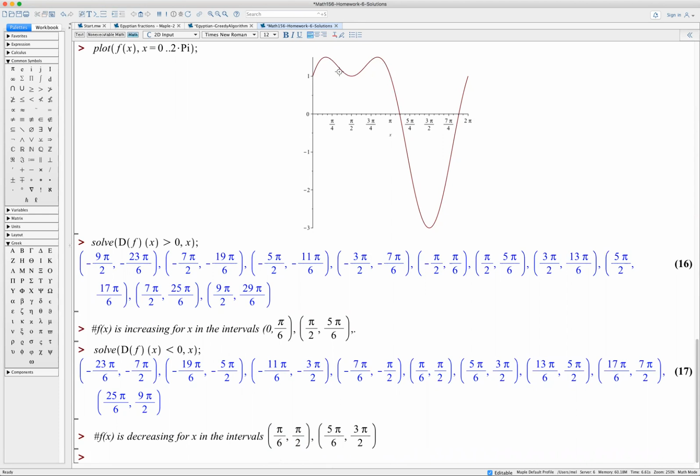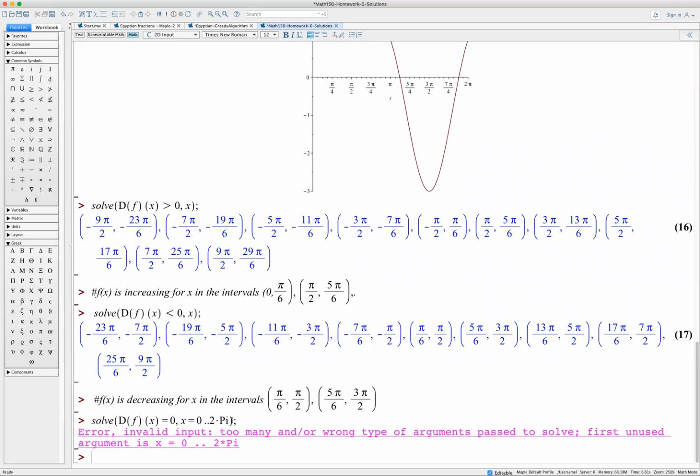So we can tell increasing, decreasing. Here there's a relative max, here there's a relative max. So we could just say there's a relative max at pi over 6 and a relative max at 5 pi over 6. But just to double check, suppose we want to solve where the derivative of f of x equals 0 for x going from 0 to 2 times pi.